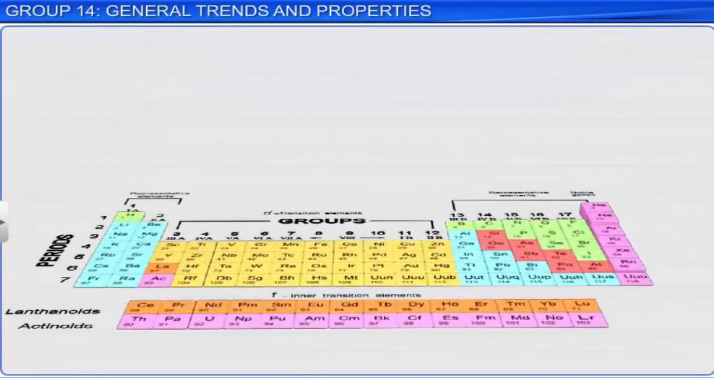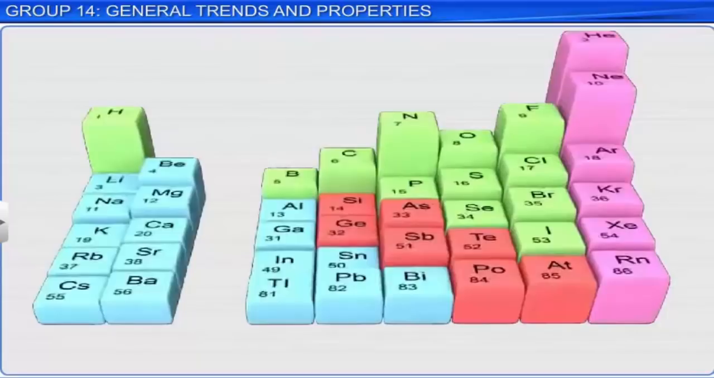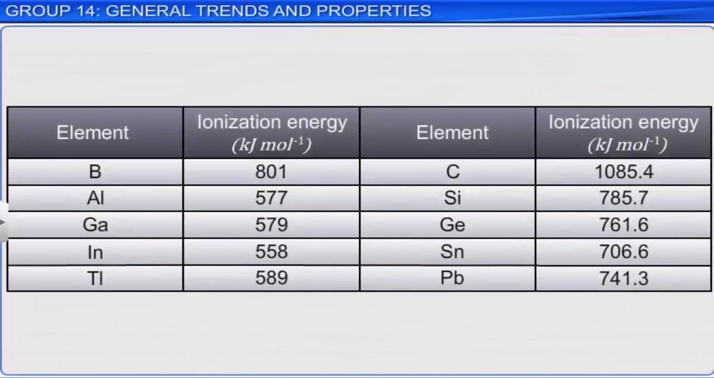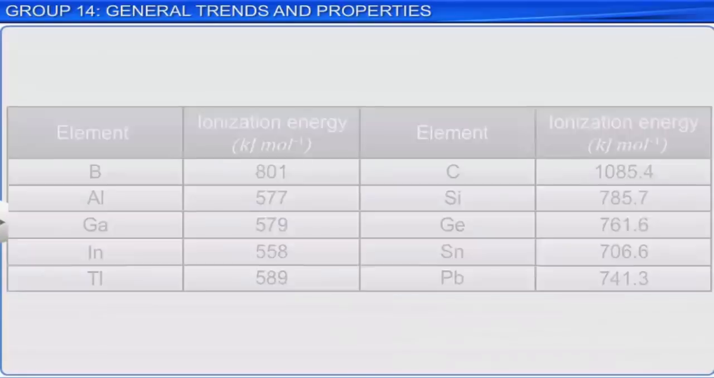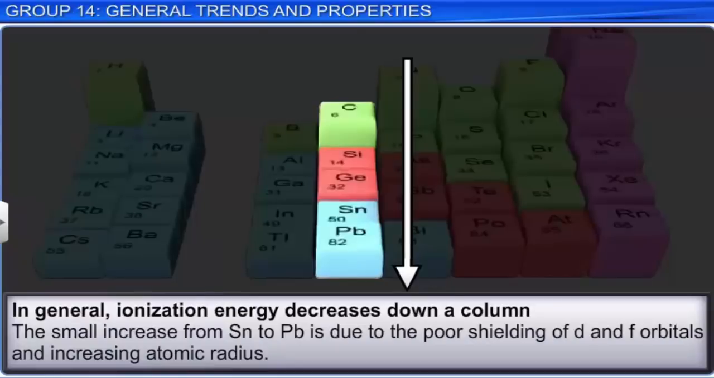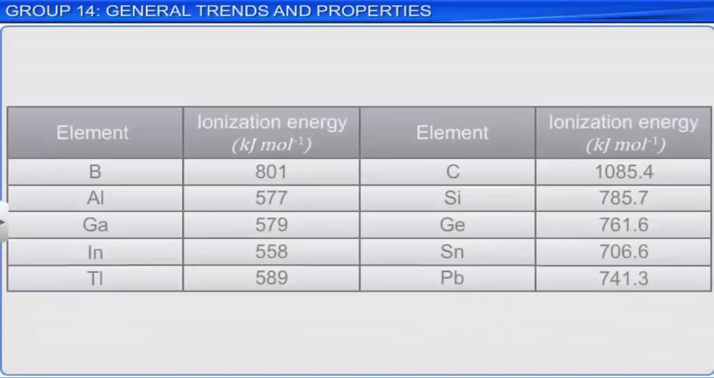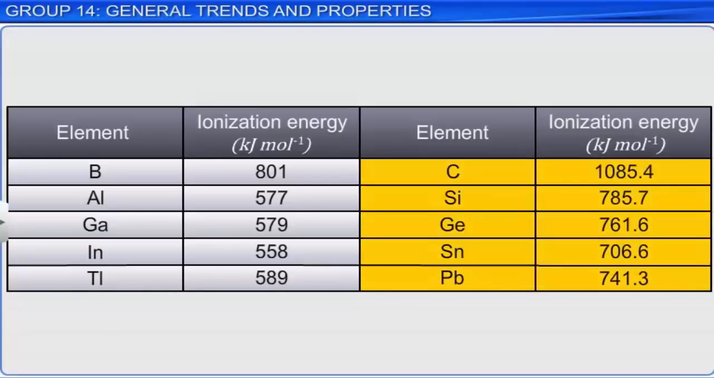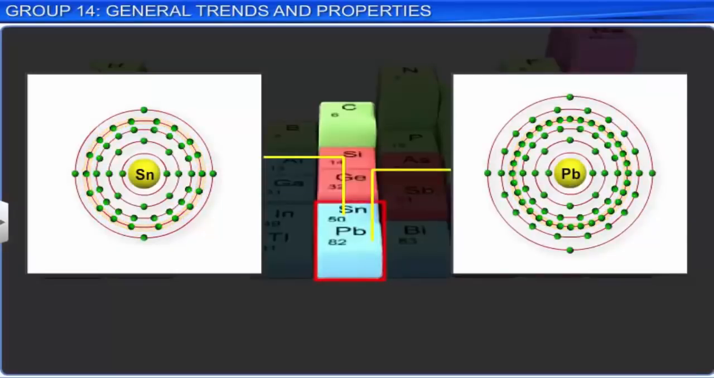In general, ionization energy increases from left to right. The group 14 elements have higher ionization energies than the elements of group 13, as shown in the illustration. In general, ionization energy decreases down a column. Generally, this is true for the group 14 elements. But notice the small increase from tin to lead. This is due to the poor shielding provided by the D and F electrons, along with the increasing atomic radius.